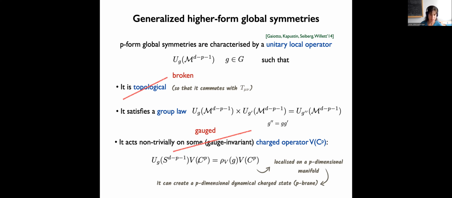If it's gauged, it also means that since it acts trivially on all the gauge invariant operators, it's like the identity operator, so the operator becomes trivial. So the statement that there are no global symmetries, you can just summarize as the statement that there are no non-trivial topological operators.